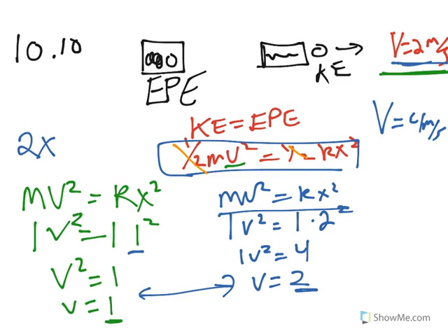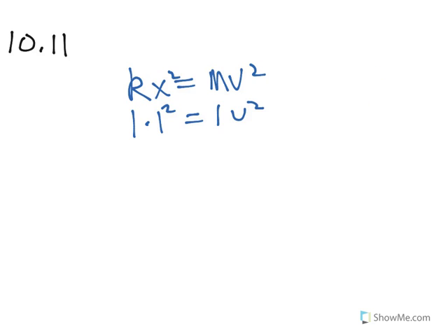Again, using this formula that we got right here, because kinetic energy was equal to elastic potential energy. So 1 times 1 squared equals 1 times v squared, and so v would be equal to 1. So this is our starting ratio. We start off at 1.